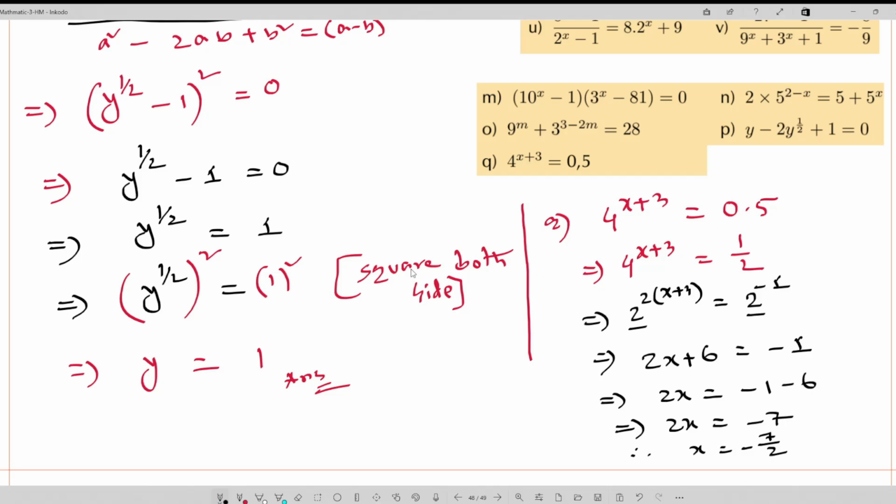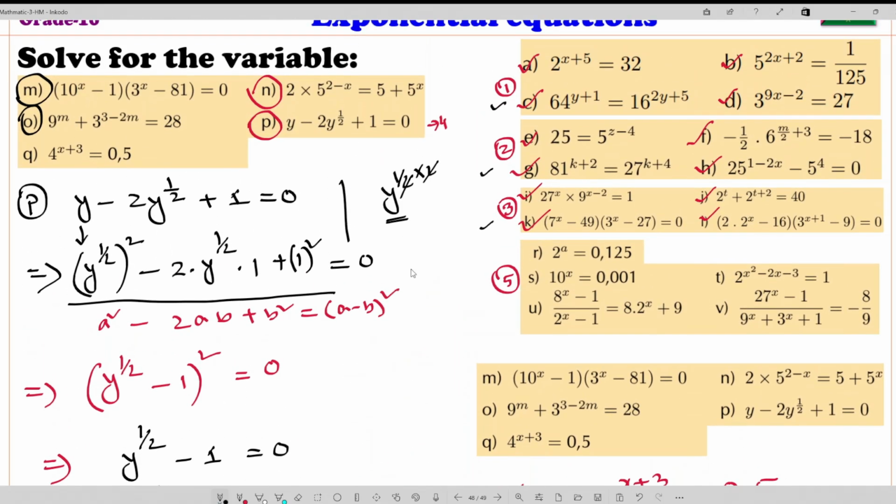So after finishing this number Q, our video has finished. This is the 4th video of this chapter. In the next video, number 5 video, we will start from number R.